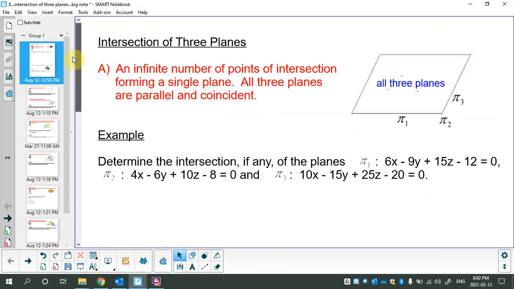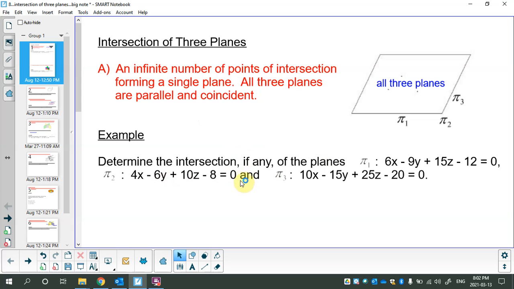So there we go with my first one. So this is when all three planes are exactly the same plane as each other. So all three of them are parallel and coincident. So we did two planes being parallel and coincident. Now there's going to be a third plane that's parallel and coincident, meaning that they have an infinite number of points of intersection because they are all exactly the same plane.